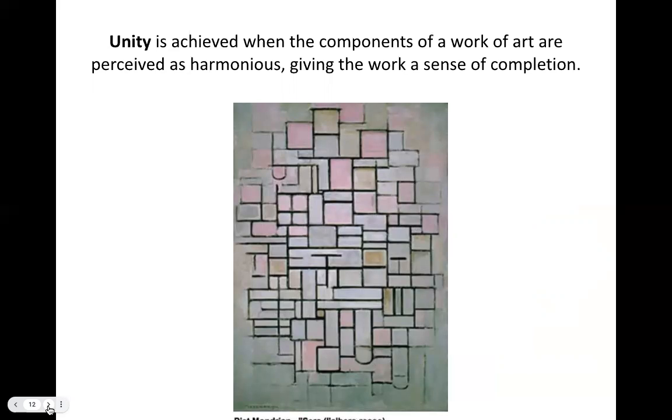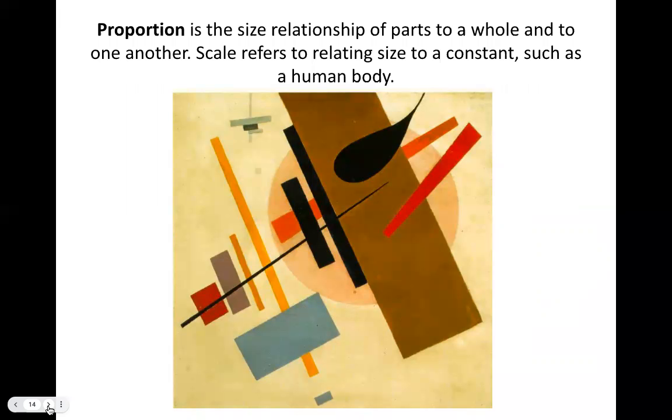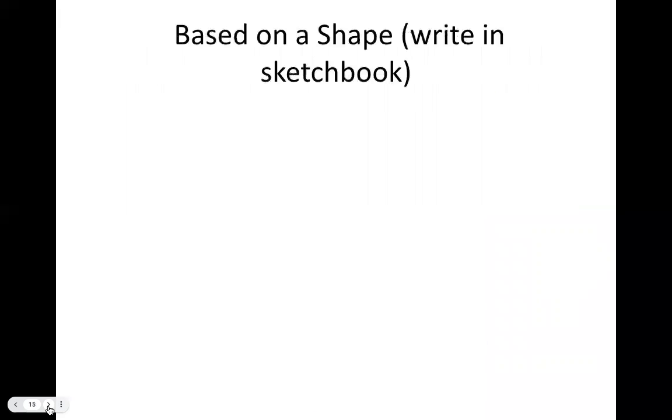Unity is the sense that everything belongs together. It could be unified in color, it could be unified in shape or line. And the variety would be exploiting the differences. So even though it's got unity because it's all circles, notice how the circles are different colors, different sizes as they move around the composition. Proportion would be looking at relationships of sizes. Notice how these rectangles are all different sizes. So not having everything the same is always more interesting than when everything is equal.